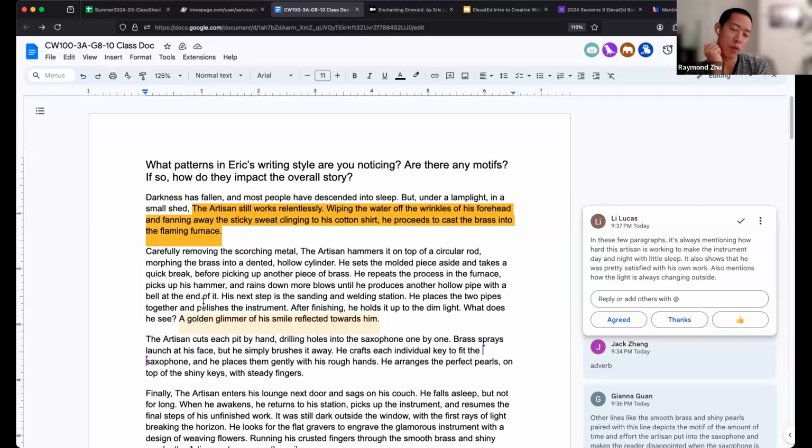Okay, so how do you think that impacts the overall story? Wait, what? So I said the question at the top, what patterns are you noticing? You notice some patterns. How do they impact the overall story? How do you feel like it affects the reading experience?